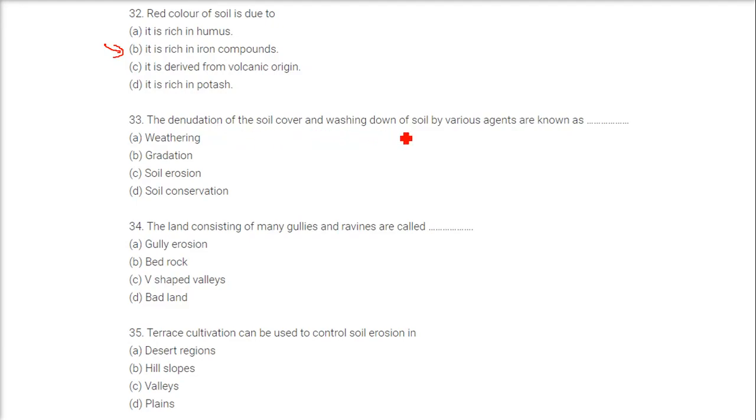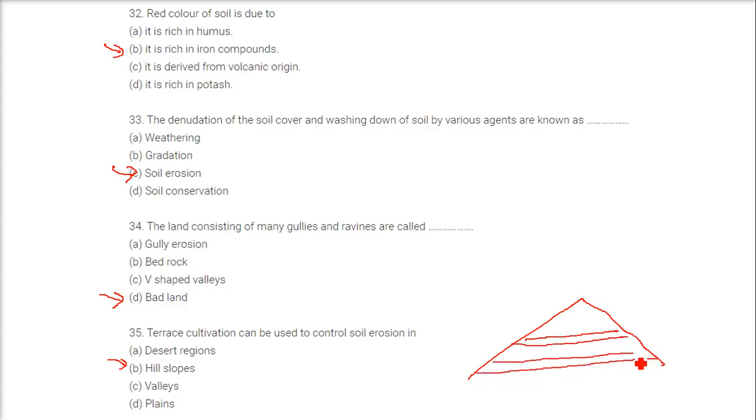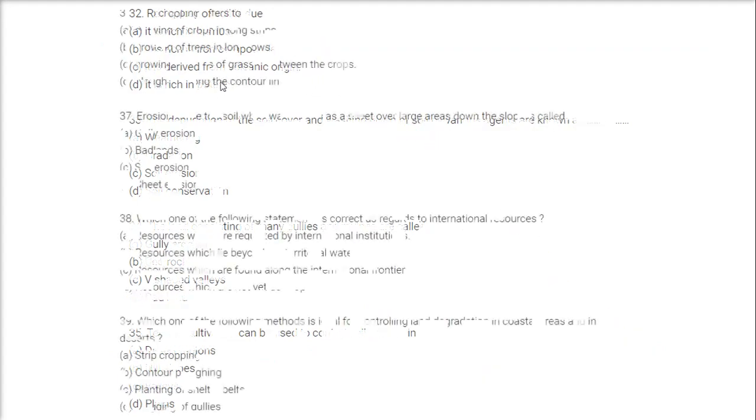The denudation of the soil cover and washing down of soil by various agents are known as soil erosion. The land consisting of many gullies and ravines are called bad land. Terrace cultivation can be used to control soil erosion in hill slopes. So if you have a hill slope, then we can have terrace cultivation like this. So step farming, terrace cultivation, and contour plowing, all these are the solution to the soil erosion on these hill slopes.